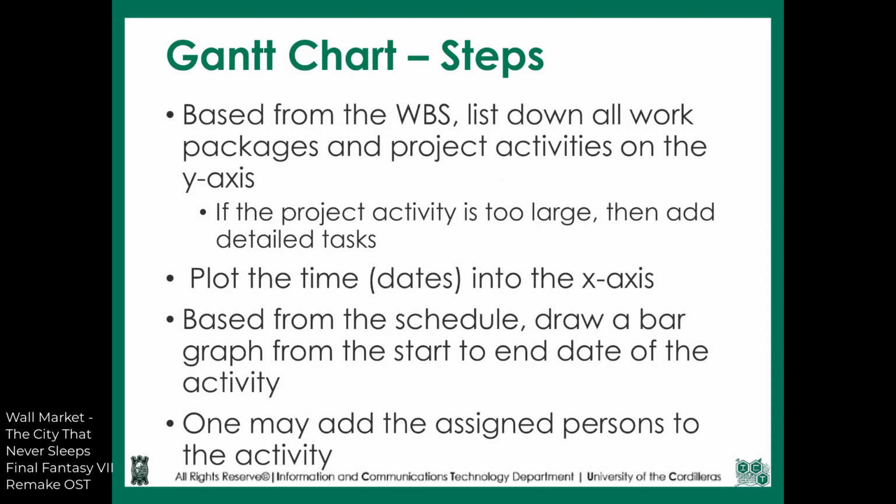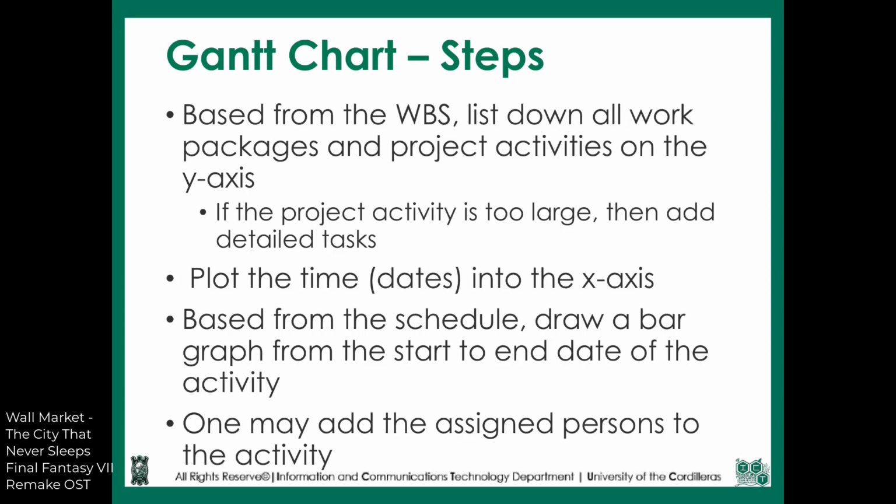First, we have to list down all deliverables, work packages, project activities, and detailed tasks, if possible, from the WBS into the y-axis. Then plot the duration either through dates or times into the x-axis. Based from the schedule, draw a bar graph from the start and end date of the activity. Take note of activities that are related to each other and how their durations would affect one another. Lastly, add the assigned persons to the activity.